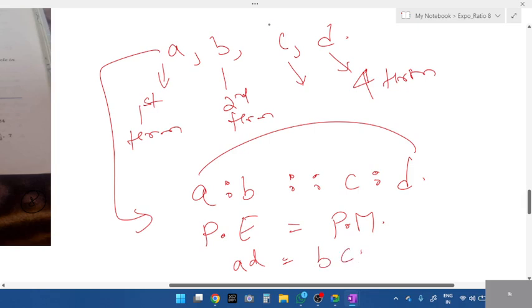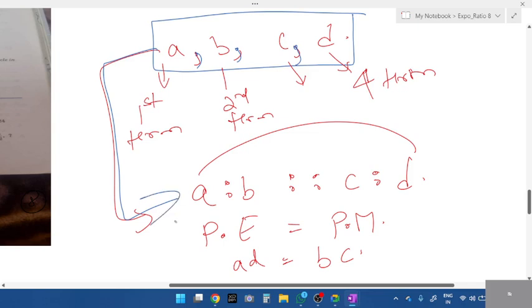So they'll give you four values like this with commas in between. Look at the question. You have to convert that into proportion form, this form, then apply product of mean is equal to product of extreme. These four values we call first term, second term, third term, and fourth term.